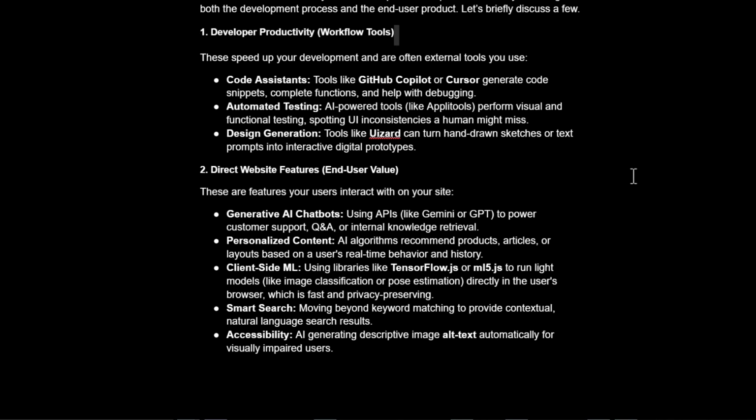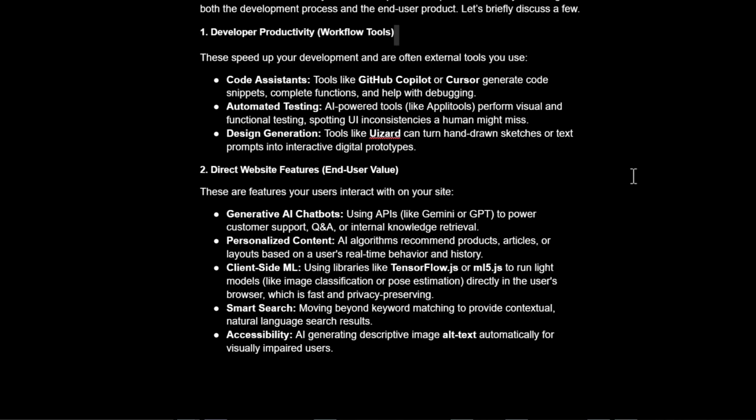2. Direct website features. These are features your users interact with on your site. Generative AI chatbots using APIs like Gemini or GPT to power customer support, Q&A, or internal knowledge retrieval. And I've seen that being used on quite a few websites. Personalized content. AI algorithms recommend products, articles, or layouts based on a user's real-time behavior and history.